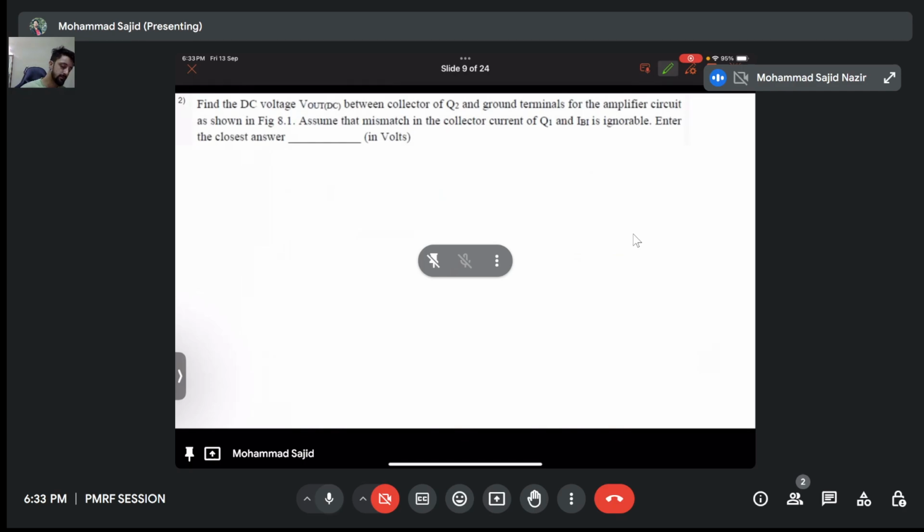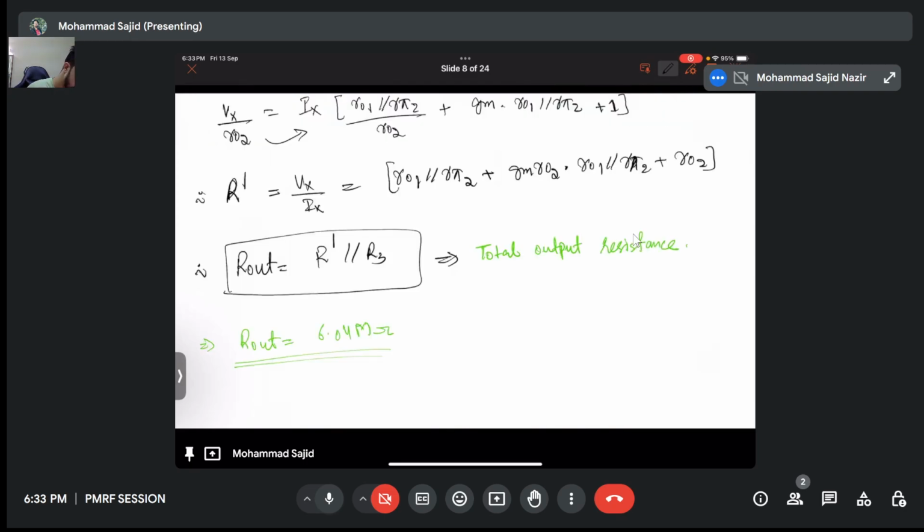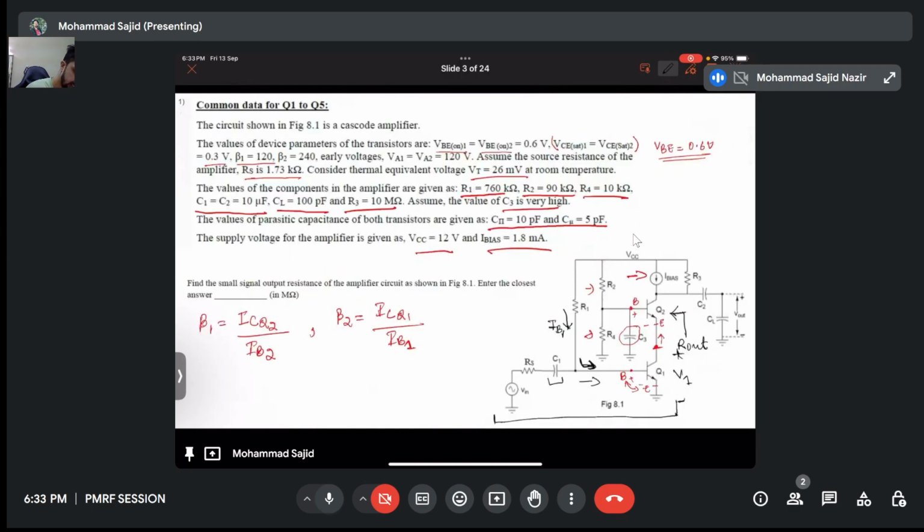Let's move on to this part. We need to find a DC voltage V output between the collector of Q2 and the ground terminal for the amplifier circuit as shown below. We need to use the same figure. Assume that the mismatch in the collector current Q1 and IB1 is ignorable. Enter the closest answer. So let's see the circuit. Here it is. This is my V output. We need to find this voltage, right?